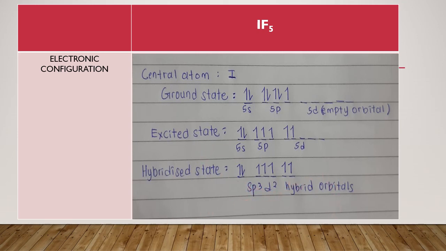So it is sp3d2 hybrid orbitals. If you answer the ground state correctly, you will get 1 mark. Excited state, you will get 1 mark. Hybridized state, you will get 1 mark. And if you identify it as sp3d2, then you will get 1 mark. So in total you will get 4 marks.